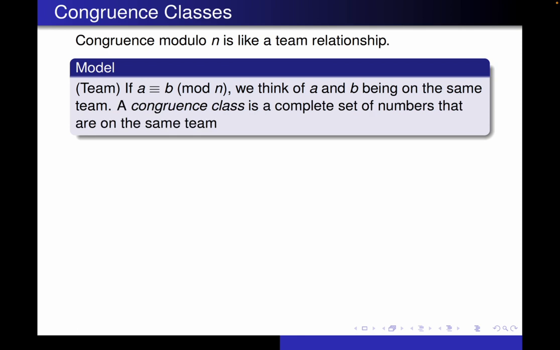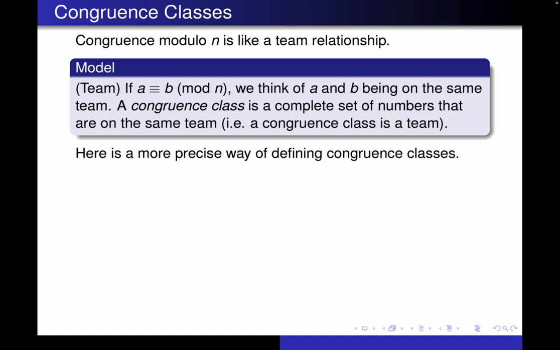A congruence class is a complete set of numbers that are on the same team. So we look at all the possible ways that we can get everybody on the same team in a group, and that's what the congruence class is. And if that sounds familiar, that's just a very wordy way of describing the team itself. So the congruence class is literally the team. a congruent to b is a relationship describing when 2 players are on the same team, and when you have that kind of relation, then you can actually describe what the teams are. That's the congruence classes.